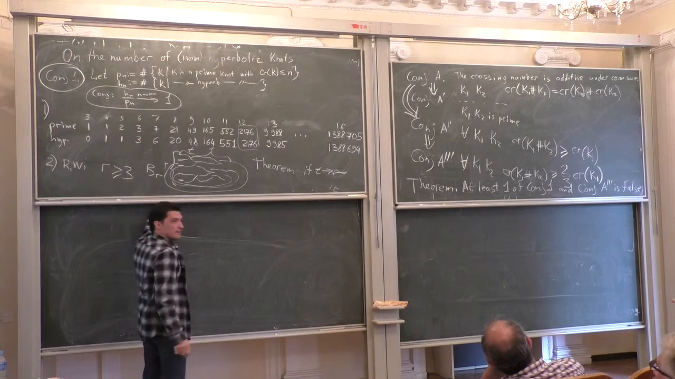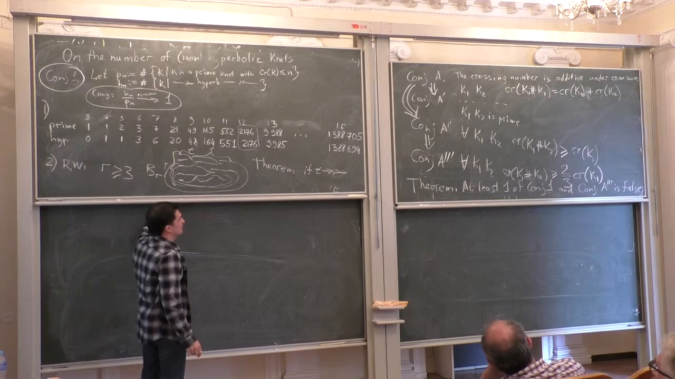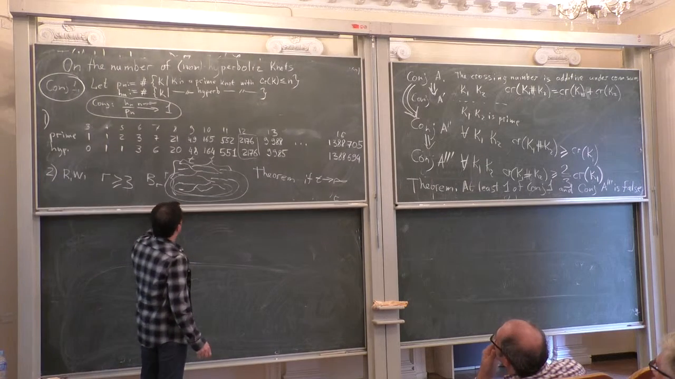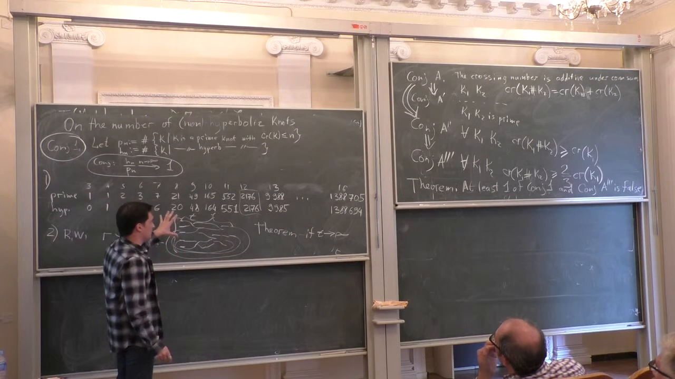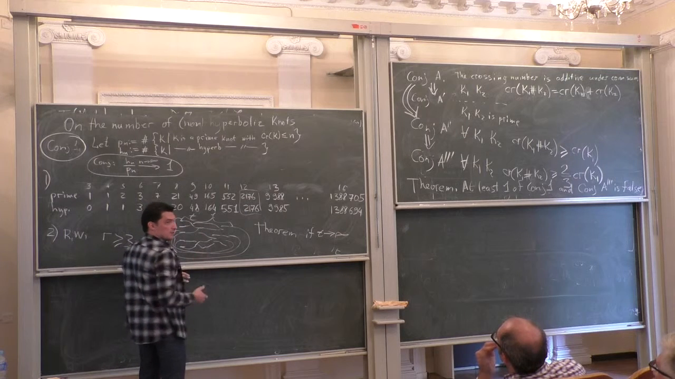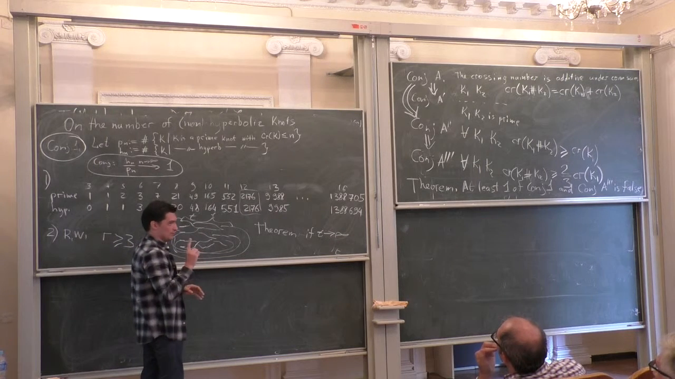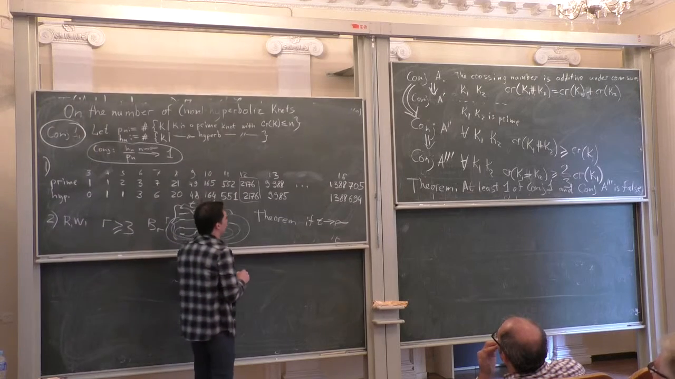Can you remind about 2? If t goes to infinity, then what? Then the probability to obtain a hyperbolic link after this procedure goes to 1, not infinity.